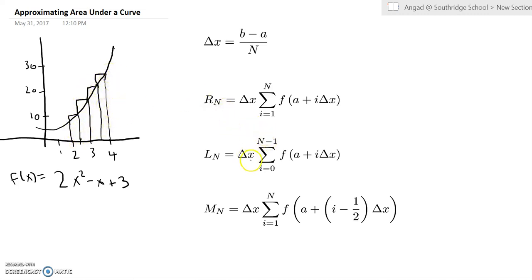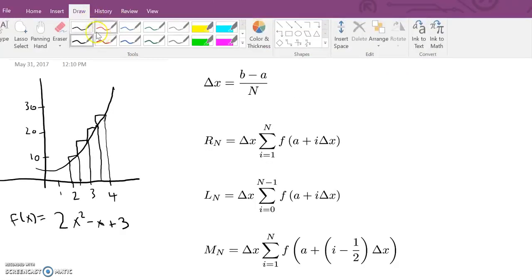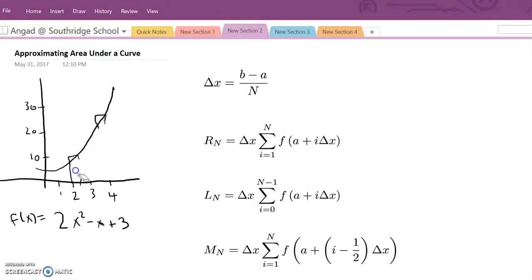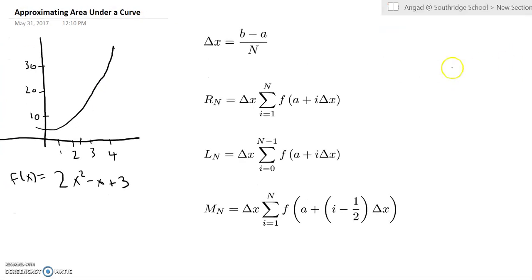Then we have the left endpoint formula. This is where we consider the left corner of the rectangle to be touching the function. I'll draw that out quickly here. Just erase these. In the left endpoint formula, the left corners, the left endpoints of our rectangles, are touching the function, like this. So that is the difference between left endpoint and right endpoint.